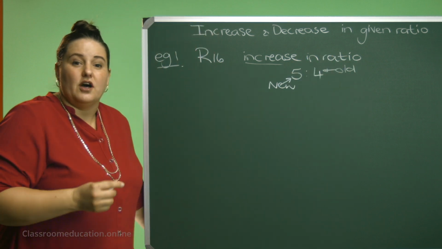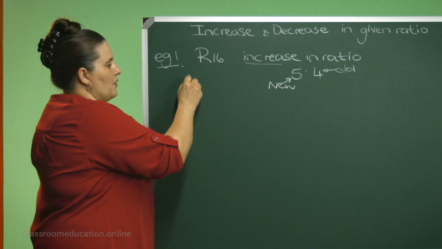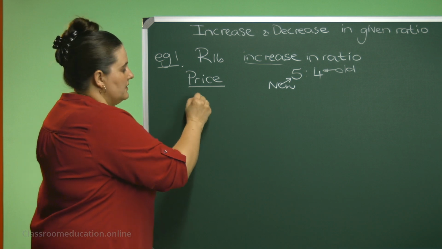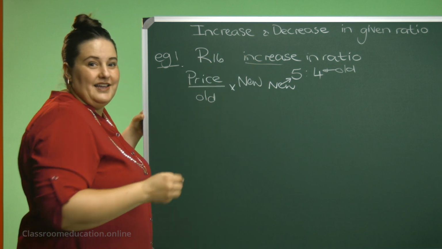So determine the cost of the ice cream. Now, we can say, right, take the price, divide it by the old, and times it by the new. And let's see what we get.